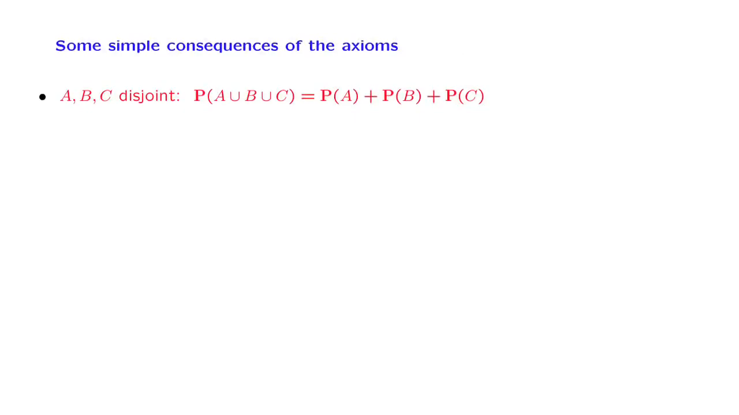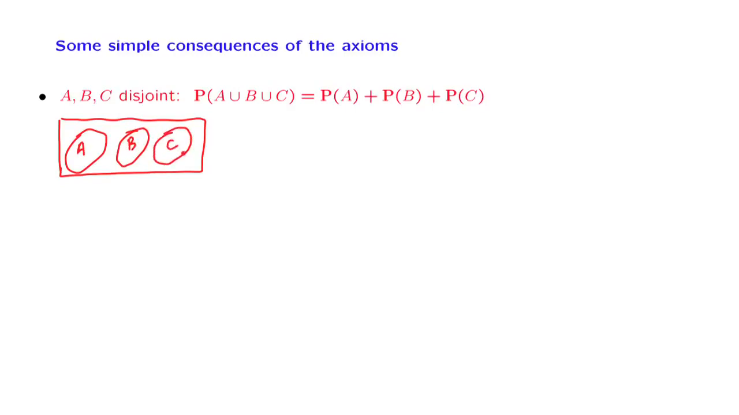We finally come to the proof of the generalization of our additivity axiom from the case of 2 disjoint events to the case of 3 disjoint events. So we have our sample space, and within that sample space we have 3 events, 3 subsets, and these subsets are disjoint in the sense that any 2 of those subsets have no elements in common. And we're interested in the probability of the union of A, B, and C. How do we make progress?